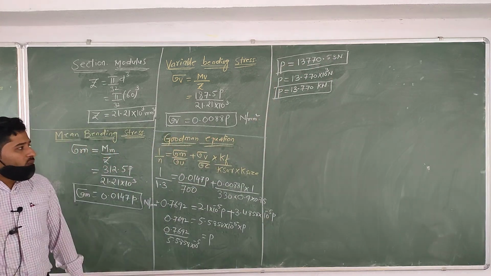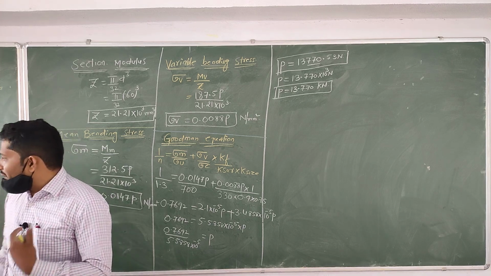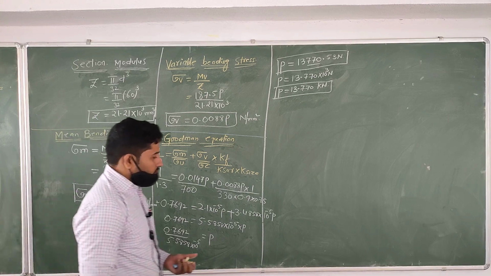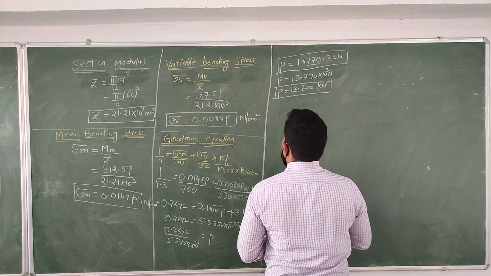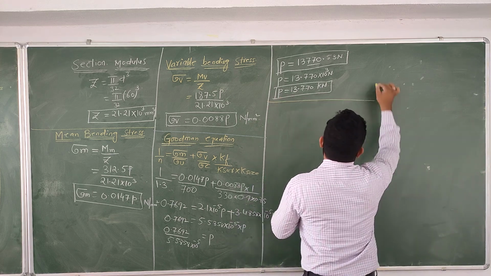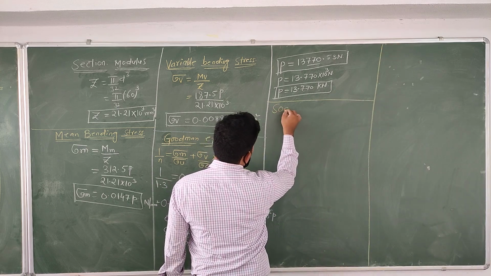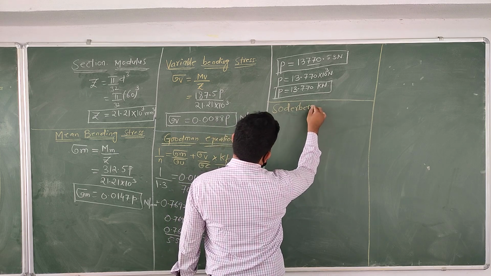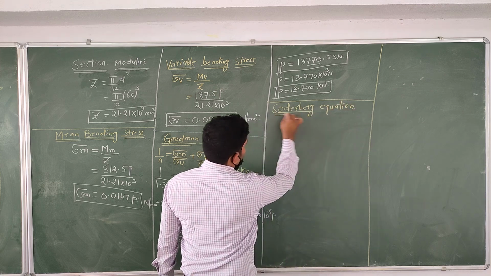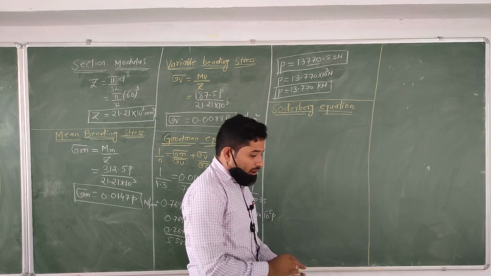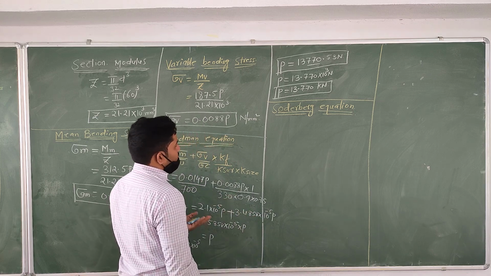Then after that, what we need to find out? With the help of Soderberg equation, we need to find out the value of P. Is it right? So I'm solving the value of P with the help of Soderberg equation. With the help of Soderberg equation, we are finding the value of P.